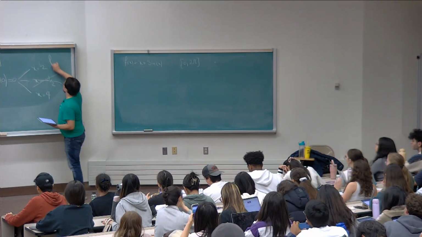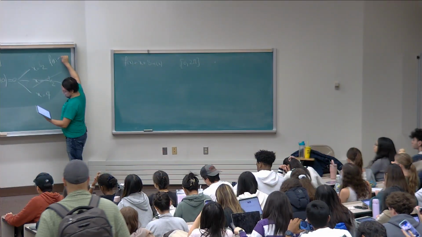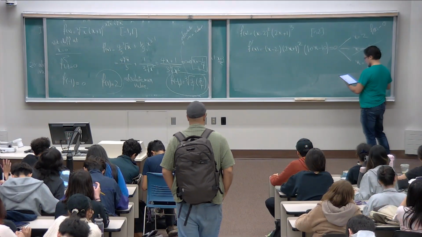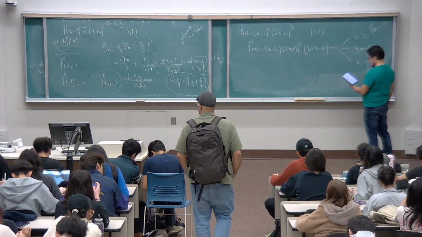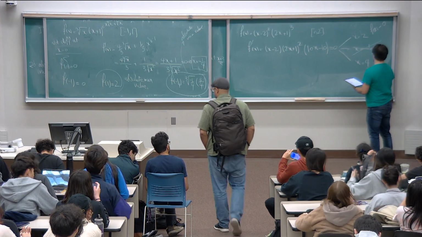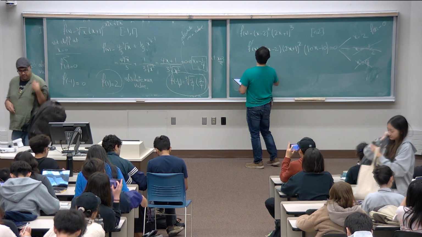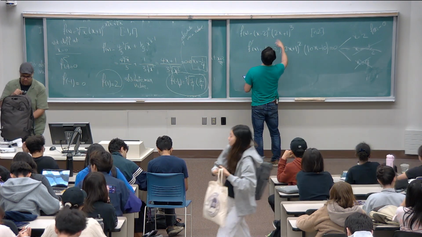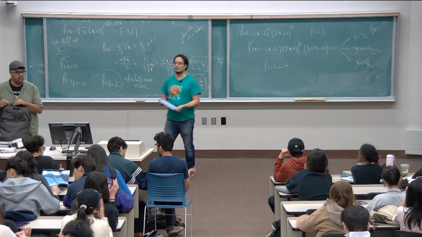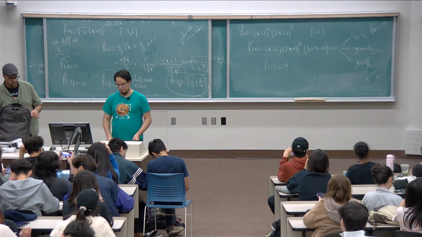F at 2 is 0. F at 4, sorry, I don't need 4 either because this is not in the interval as well. F at 0 is 4. There are only two values. One is giving me the absolute max, the other one is giving me the absolute min.